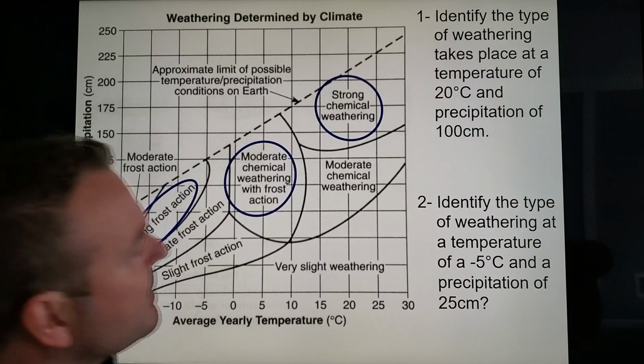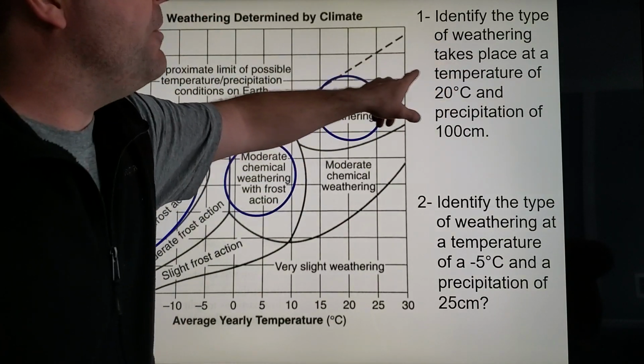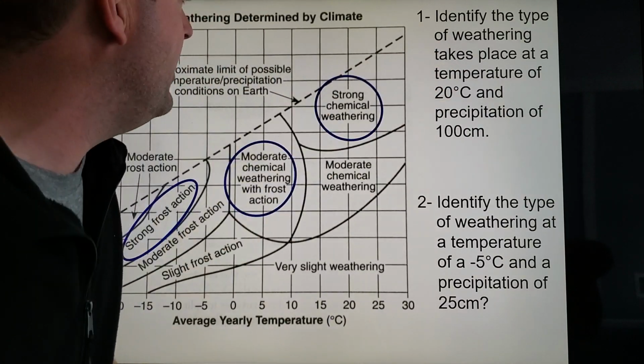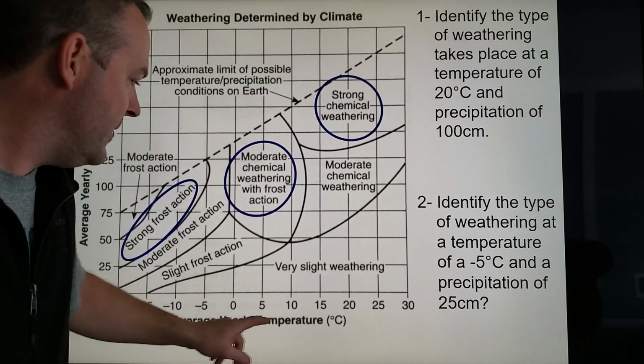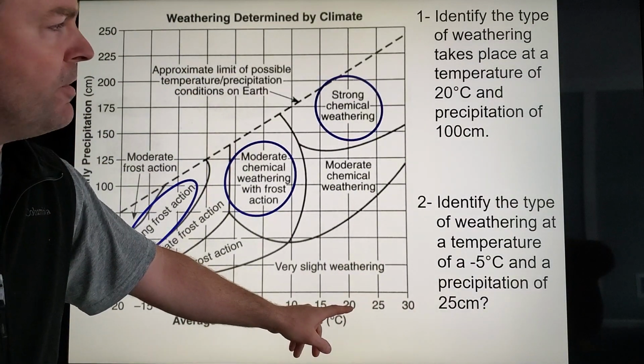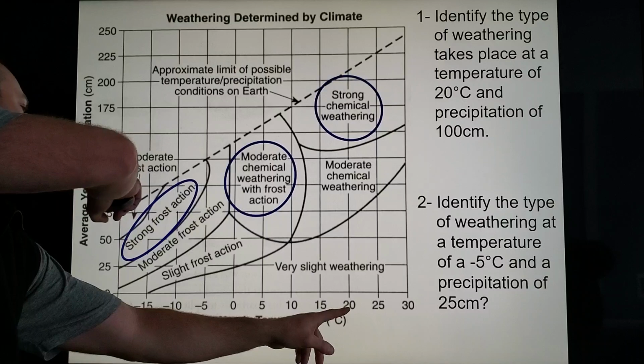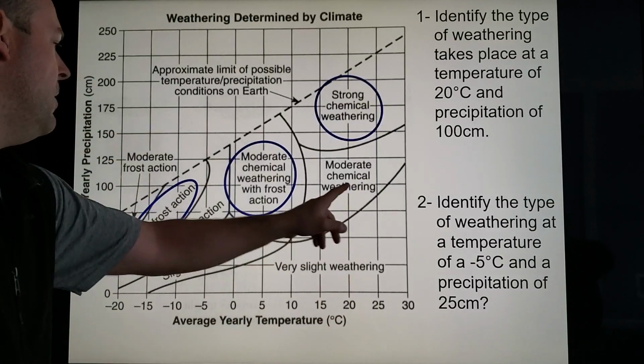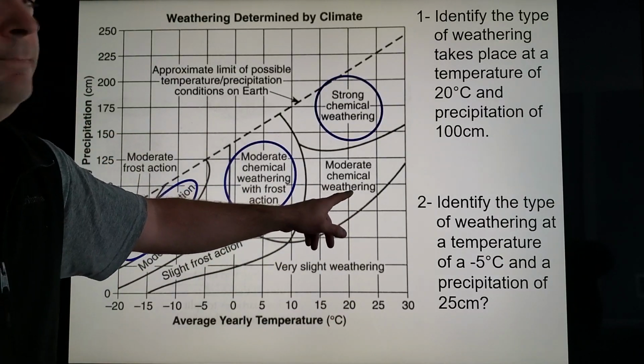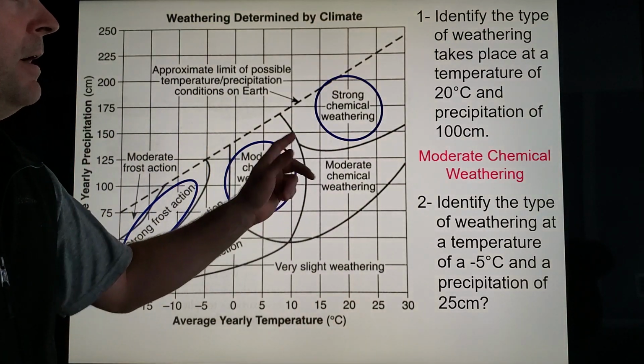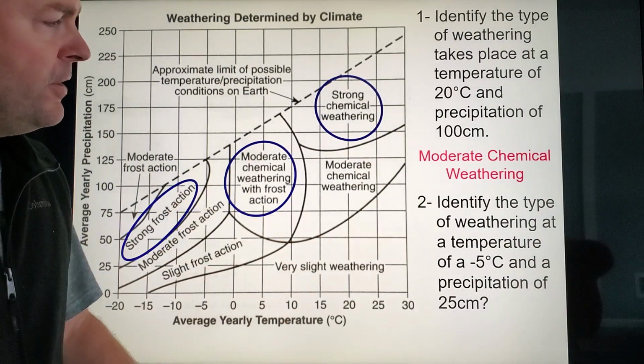All right, so take a look at this top one. Identify the type of weathering that takes place at a temperature of 20 degrees Celsius. Well, that's here. And 100 centimeters of rain, that's here. So, what kind of weathering do we get? Right, obviously moderate chemical.